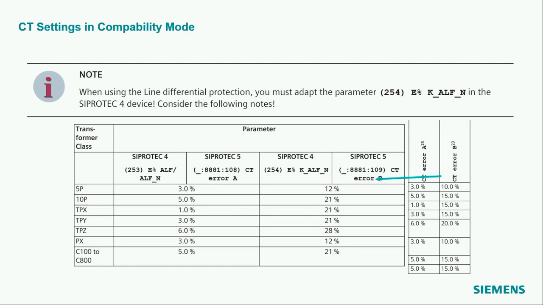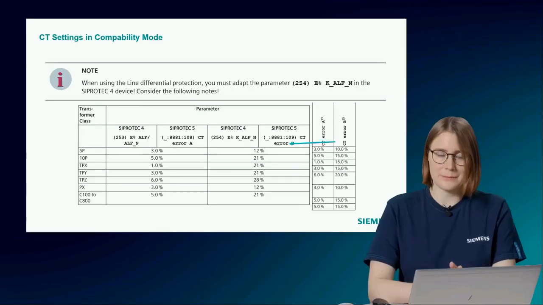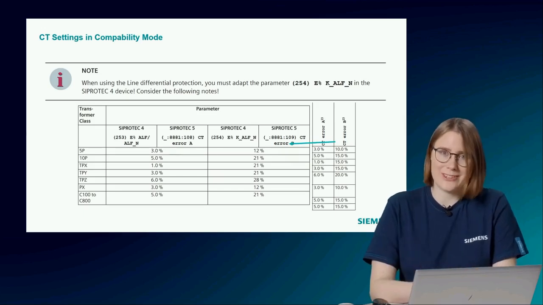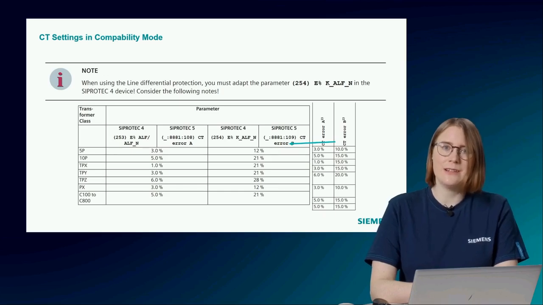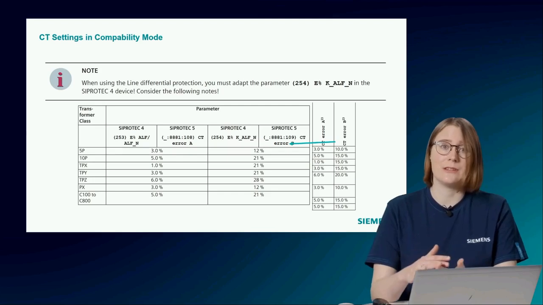If the line differential protection is operating in a device combination with CPROTEC 4 and CPROTEC 5 devices, greater inaccuracies occur in the measured value acquisition. This means that a differential current is calculated which is not actually there. You must compensate this increased error in the differential current using increased stabilization.